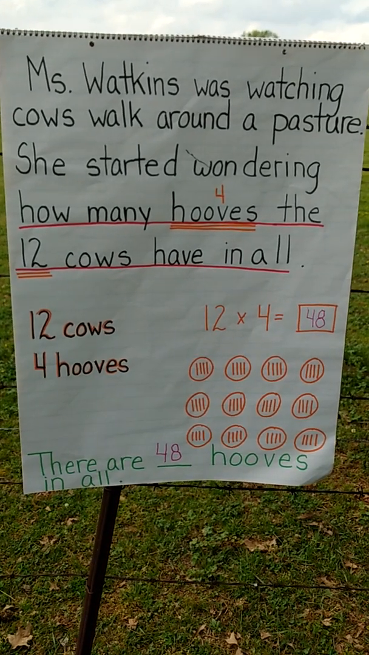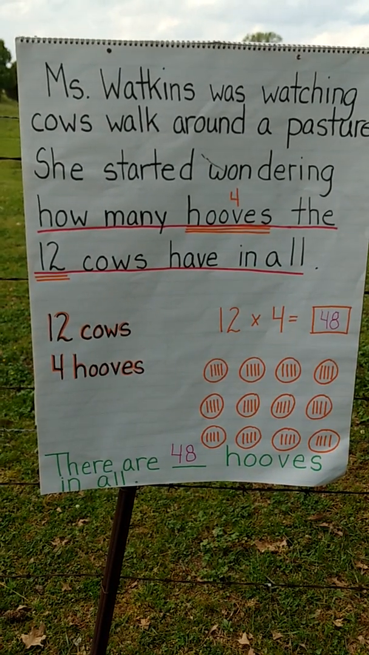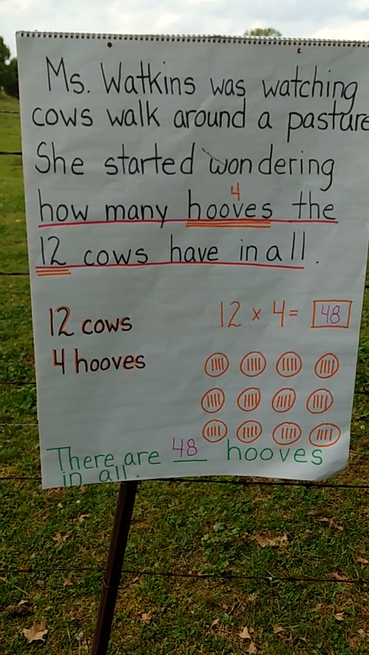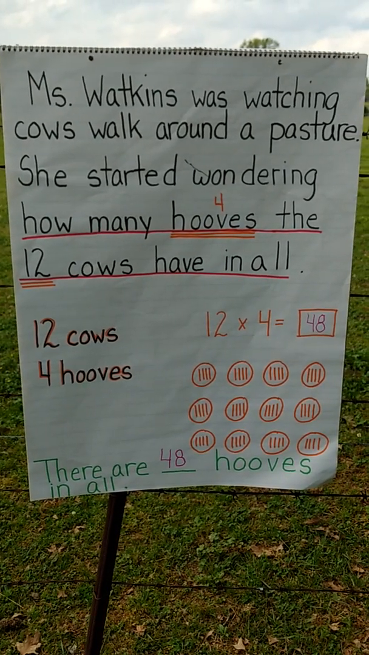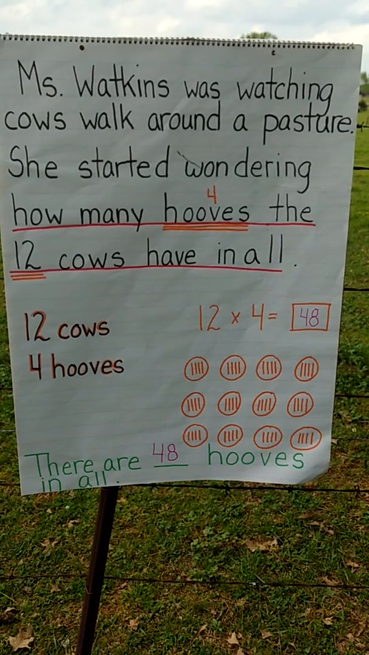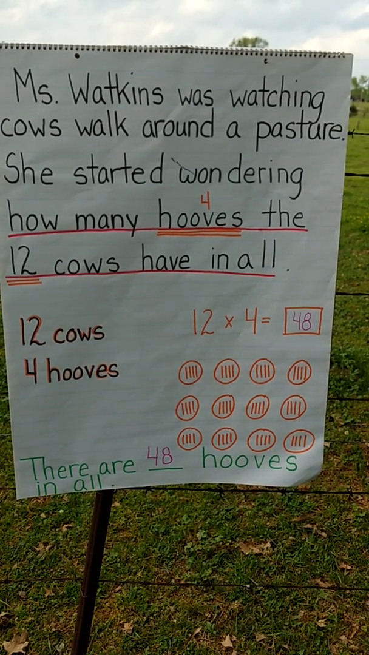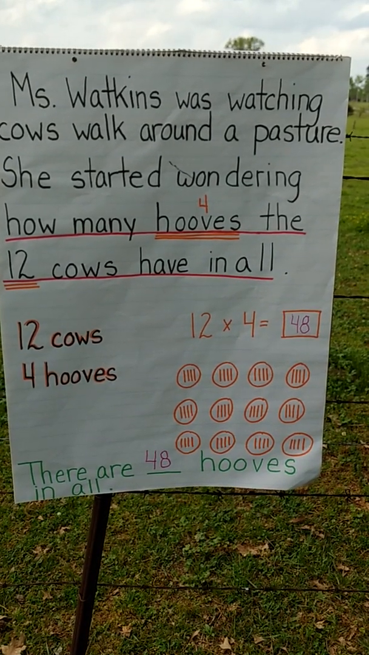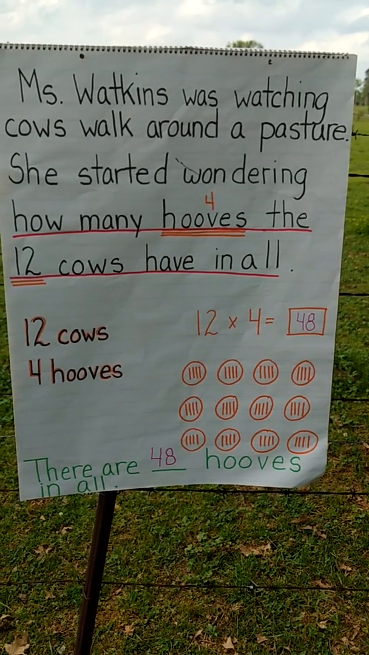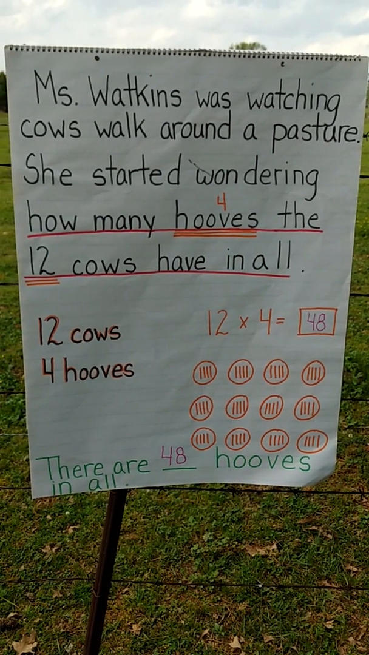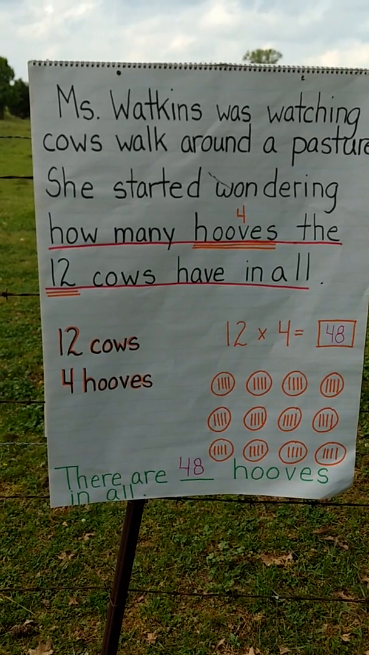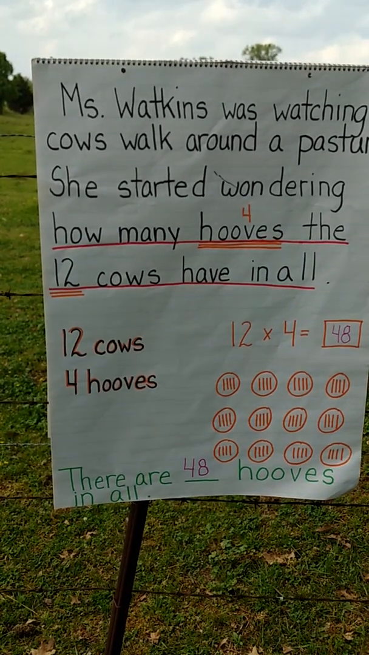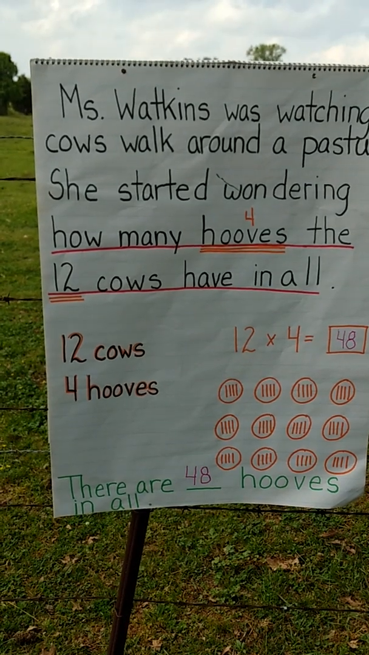So I've taken the information out that I know, and that's 12 cows, 4 hooves. And I'm using the strategy of groups of to help me solve this multiplication problem. I've drawn 12 circles to represent my 12 cows. And I have put 4 tally marks in each of those circles because that represents their 4 hooves. So when I do that, I have everything that I know written out, and now I have my picture.